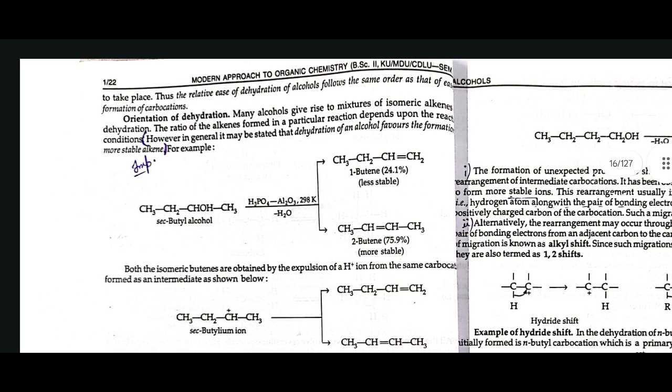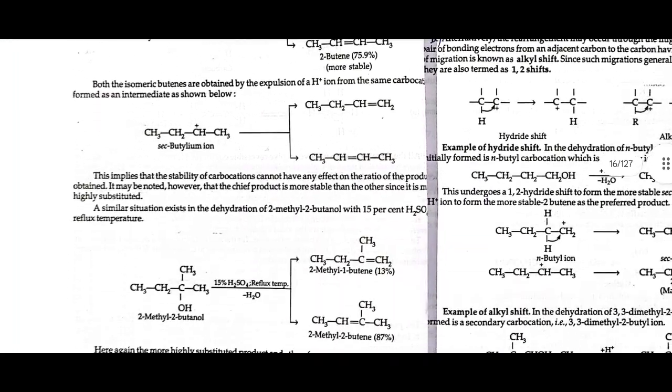Orientation of dehydration. Many alcohols give rise to mixtures of isomeric alkenes on dehydration. The ratio of alkenes formed in a particular reaction depends upon the reaction conditions. However, in general, it may be stated that dehydration of an alcohol favors the formation of the more stable alkene.